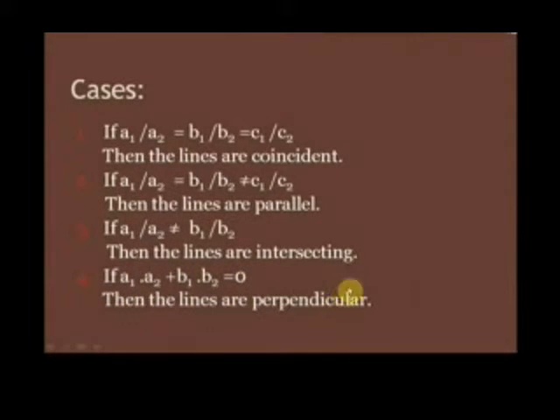Once again, if a1 by a2 is equal to b1 by b2 which is ultimately equal to c1 by c2, then the lines are coincident, that is, they represent the same line. If a1 by a2 is equal to b1 by b2 which is not equal to c1 by c2, then the lines are parallel because the slopes of these two lines are the same. In the third case, if a1 by a2 is not equal to b1 by b2, then the lines are intersecting. They are neither parallel nor coincident, and hence these lines are intersecting. And if a1 into a2 plus b1 into b2 is equal to 0, then the lines are perpendicular.